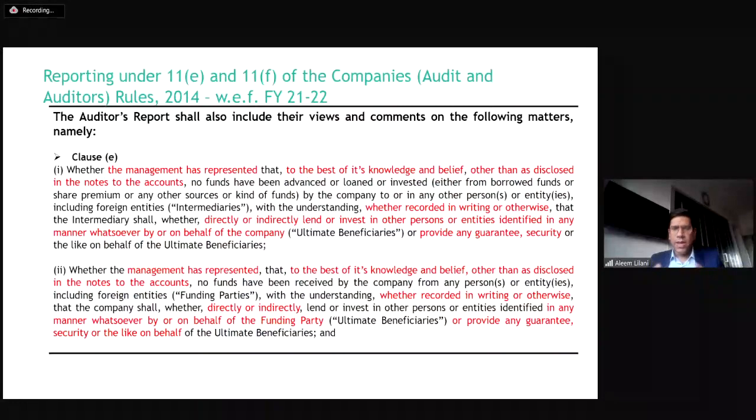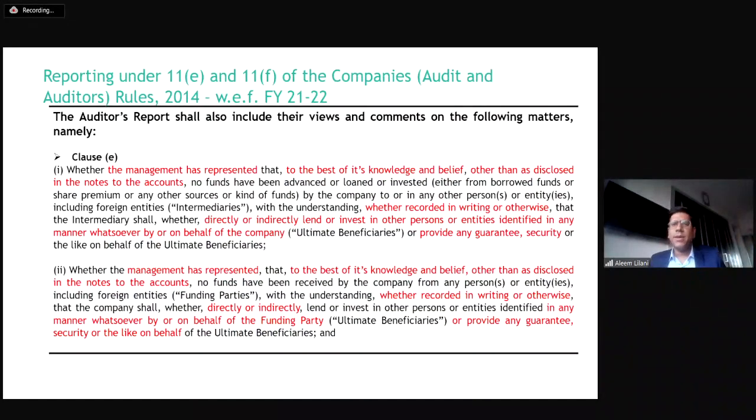So to break up the clause, I'll tell you what it says. Clause E has 2 parts. One is funds given by the company, and one is funds received by the company. They relate to either given or received. So we'll talk about given. Now this clause says that the company should not have given funds to any person, okay? And he should not have advanced those funds to any other person, on behalf or on the instructions of the company, to any ultimate beneficiary.